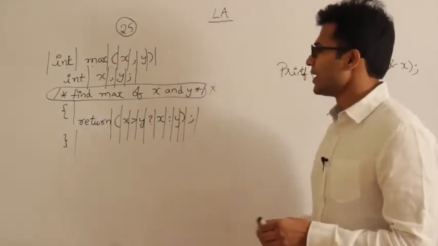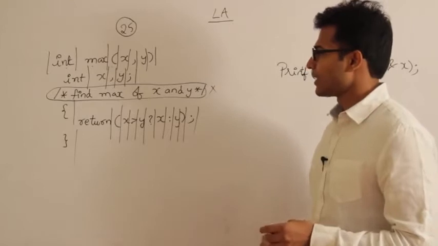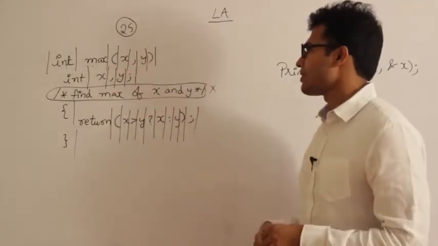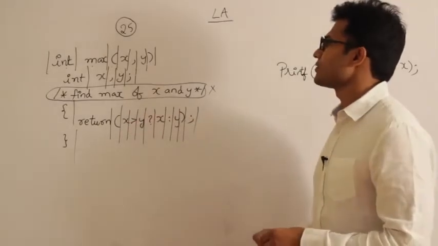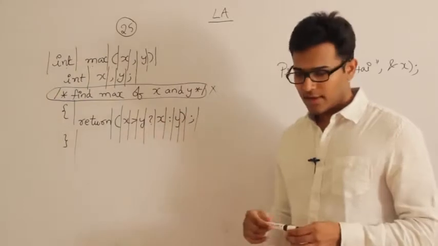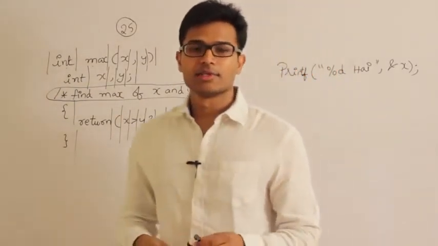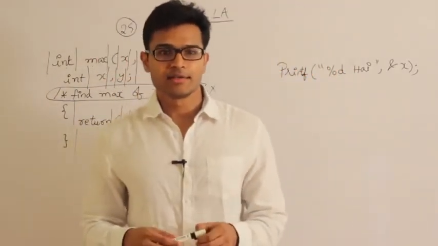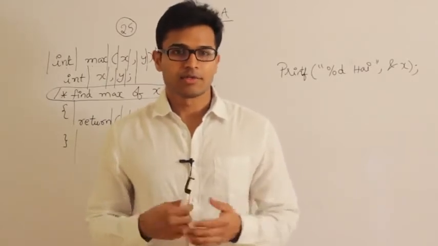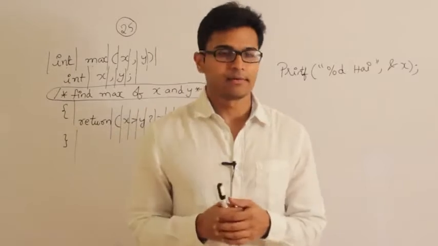One more thing: is this a valid declaration? Int max x comma y, and then later there is int x comma y outside it. They are not actually global variables. This declaration is perfectly valid, and I suggest that you read the book The C Programming Language by Dennis Ritchie. That is the best book if you want to learn more about programming, especially C programming. That is worth reading.